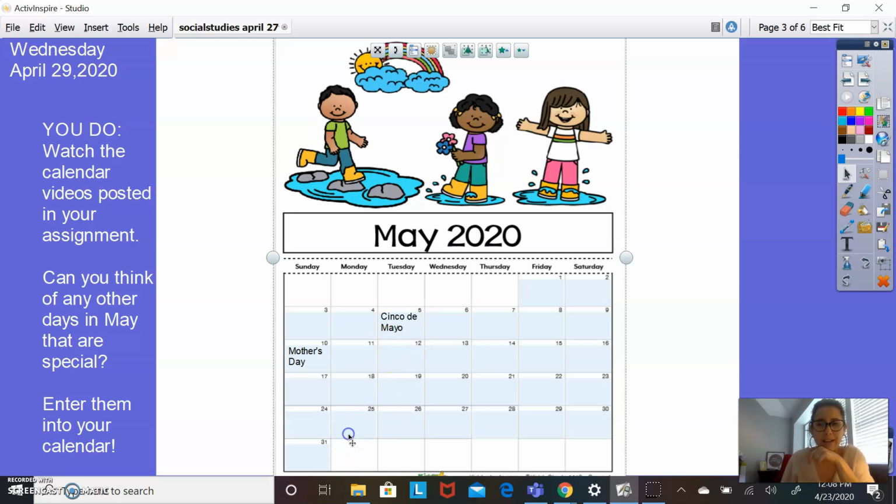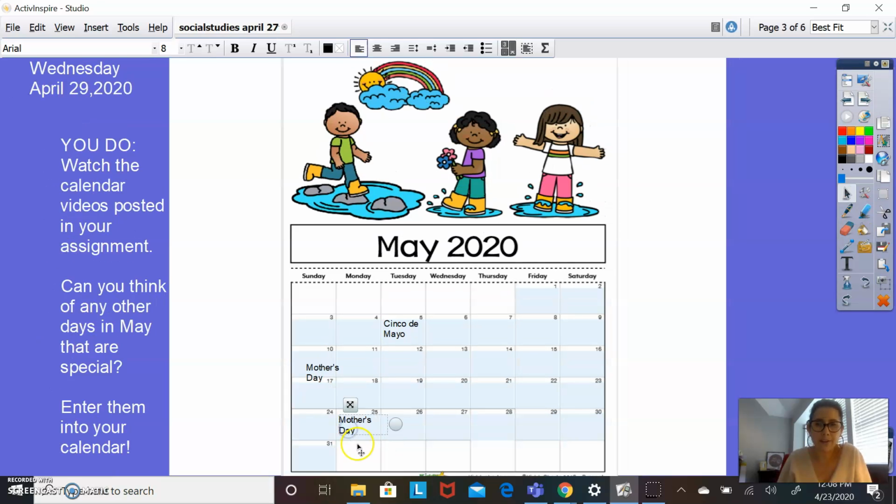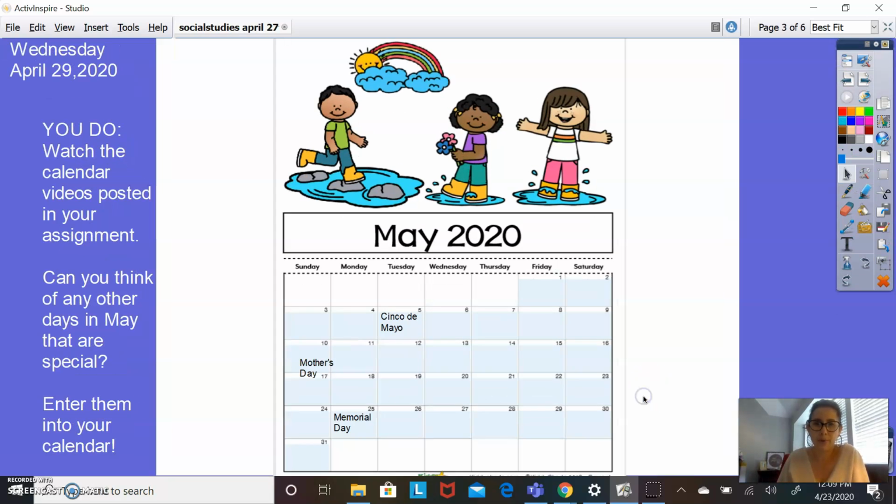And then another day, guys, that we can add here is May 25th. This year, Memorial Day falls on Monday, May 25th, and we know that Memorial Day is a day that we use to commemorate all those who died for our country in the military service. So that is another important day that is celebrated.